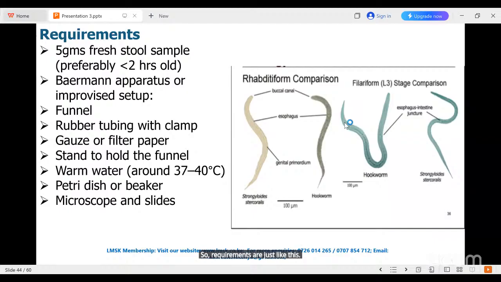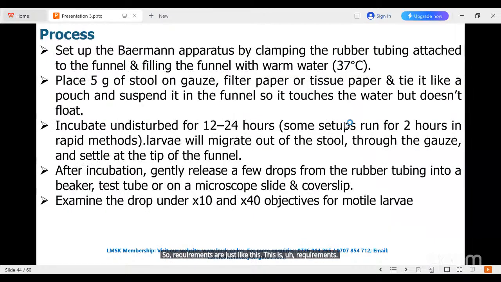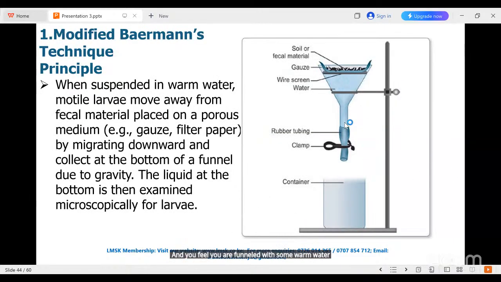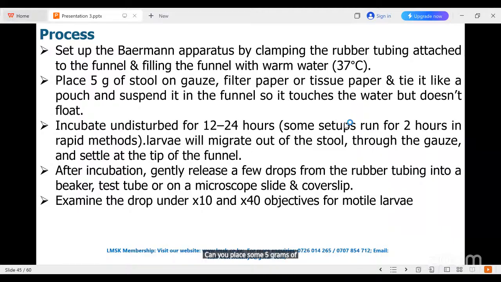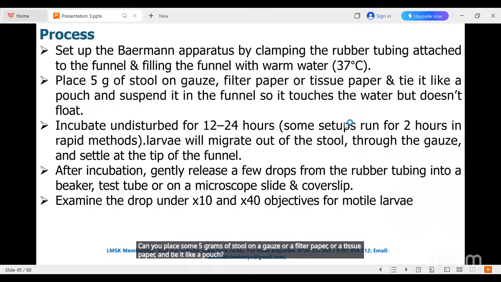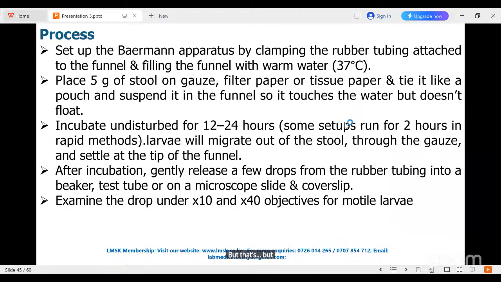So these are the requirements. Then the procedure says you set up your apparatus, you clamp the rubber tubing attached to a funnel, and you fill your funnel with some warm water, like in this experiment. Then you place some 5 grams of stool on a gauze or a filter paper or a tissue paper and tie it like a pouch. You suspend it so that it touches the water, but it does not float, so that the stool sample is in contact with the water.